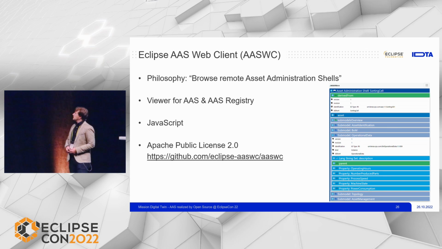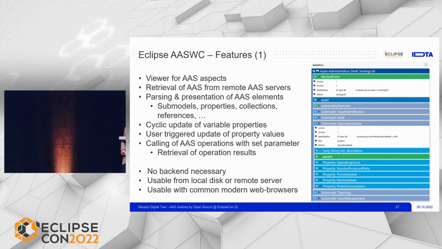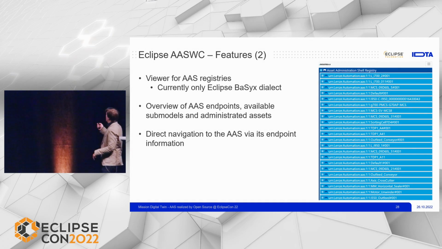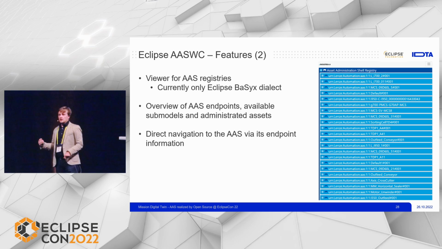This is written in JavaScript and is also available with the Apache public license. You can access the GitHub repository if you want to have a look at the code. Unfortunately, the resolution is not so nice here, so you can't see very much. But the idea is to see, with your web browser, the content of an SM shell. I'll just go through the slides further. We don't have much time anymore, just to give an overview of how it looks when using the functionality for registries.